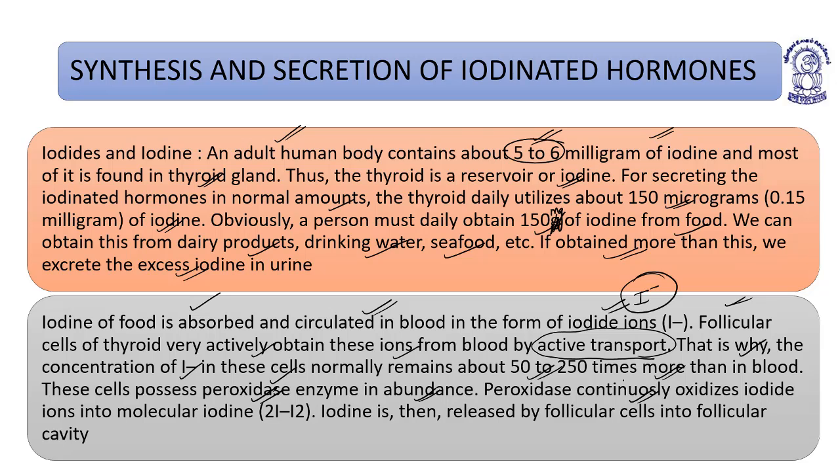Peroxidase continuously oxidizes iodide ions into molecular iodine. Iodine is then released by follicular cells into the follicular cavity. So first they absorb I minus ions, then the peroxidase enzyme converts I minus into I2 so that it can be secreted into the follicular cavity. The normal human body concentration of iodine is 5 to 6 milligrams, and the thyroid acts as a reservoir for it.